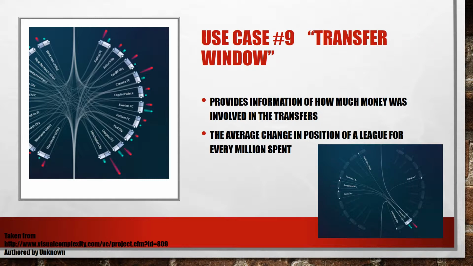Next use case is called transfer window. So this provides information on how much money was involved in the transfer, the average change in position of a league for every million spent. So this is more of an understanding or descriptive analysis than a predictive one, because this helps in understanding the transfer market for a season and see how and where teams prefer to buy their players from. Based on the strategy, a team can vary its financial strategy.